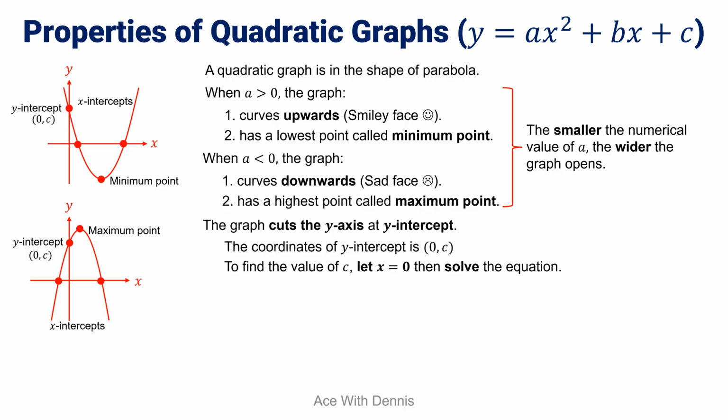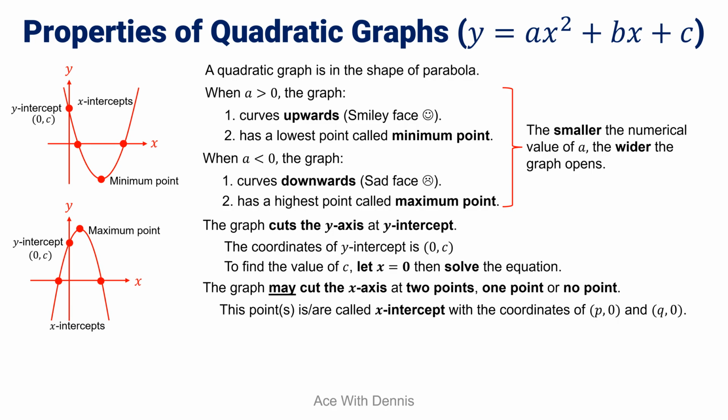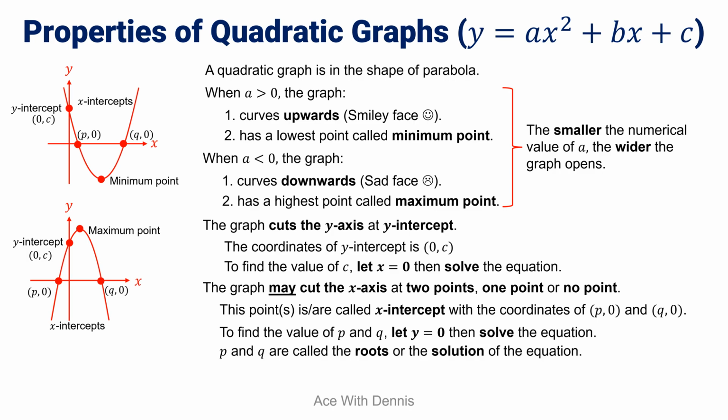These 2 points are called the x-intercepts. The graph may cut the x-axis at 2 points, 1 point, or no point. This point or points are called the x-intercepts with the coordinates (p, 0) and (q, 0), where the y-coordinate of the x-intercept is 0. To find the values of p and q, let y equal 0, then solve the equation. p and q are called the roots or the solutions of the equation.